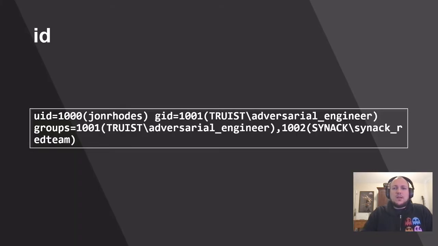Now for some ID. My name is Jon Rhodes and I currently work for Truist Bank as a Principal Adversarial Engineer. I also moonlight as a bug bounty hunter with Synack as a Synack Red Team member.